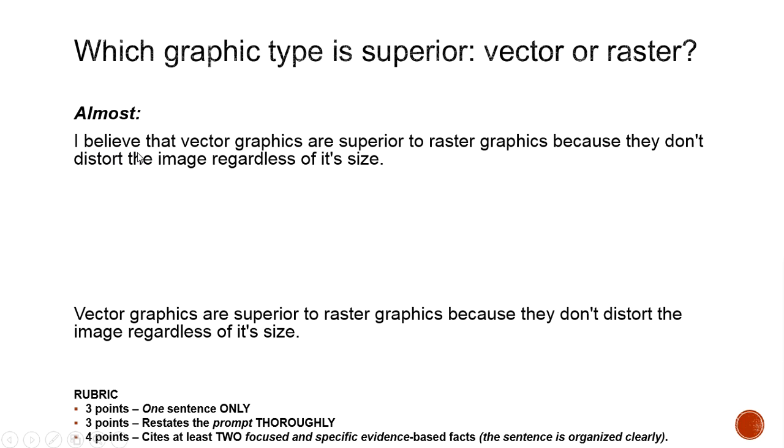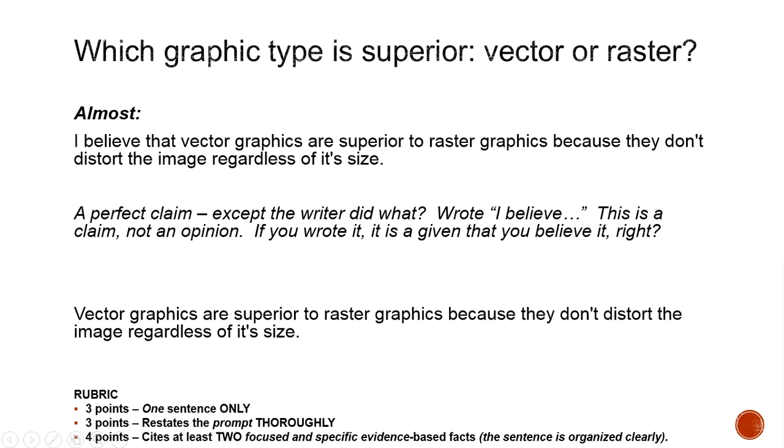Oh well. I believe that vector graphics are superior to raster graphics because they don't distort the image regardless of its size. So here's the analysis. A perfect claim, right? Except the writer did what? The writer wrote, "I believe," okay? So we don't want to do that. This is a claim, not an opinion. So if you wrote it, it's a given that you believed it, right?